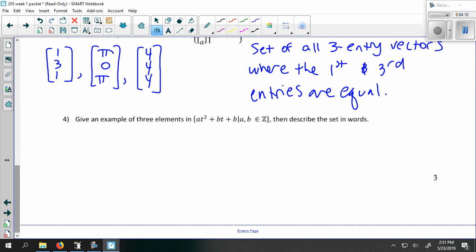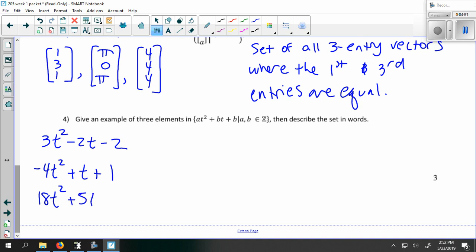Number 4, give an example of 3 elements in at squared plus bt plus b such that a and b are integers. Okay, so I'll just have to pick integers a and b and plug them into this format, at squared plus bt plus b. So I could have 3t squared minus 2t minus 2. Another one would be negative 4t squared plus t plus 1. And one more, 18t squared plus 5t plus 5.